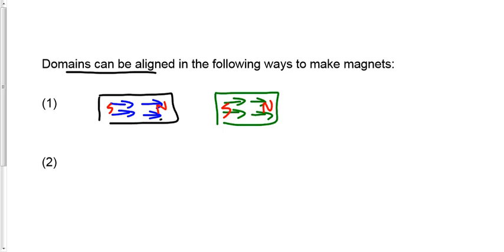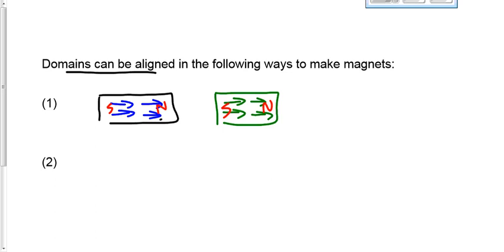Parker? So if the domains are pointing in the same direction. Yep. They align exactly with the initial magnet?